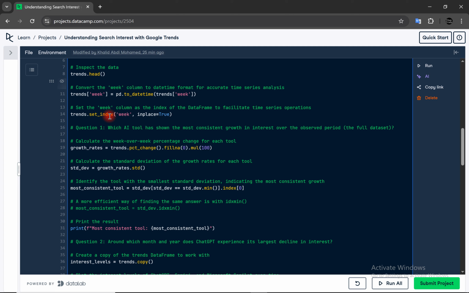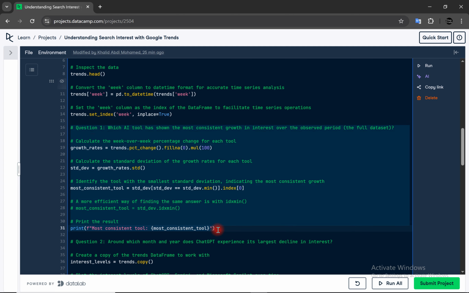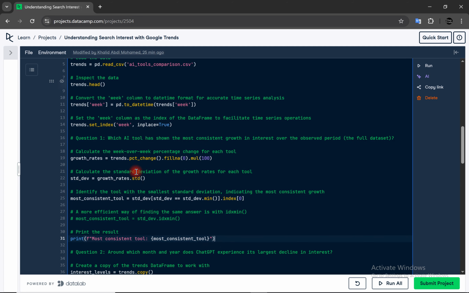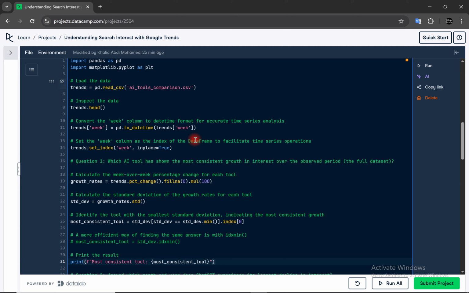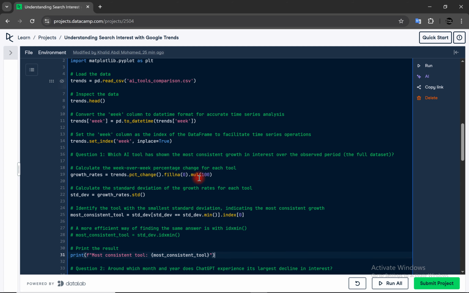So since we finished this part, now we have to go to the question part. The first question. Here, for the first question, I calculated the week over week percentage growth for each tool. Then I used the standard deviation to measure which tool has the most stable growth. The tool with the lowest standard deviation was ChatGPT, meaning it grew most consistently over the year.